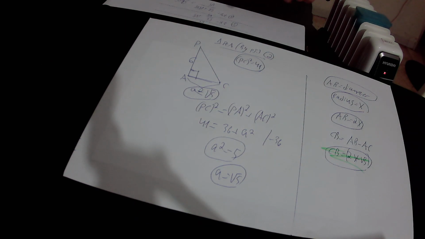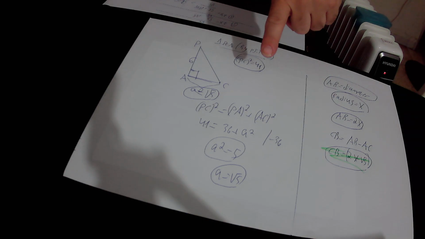According to the Pythagoras theorem, in this right triangle PAC, PC squared equals PA squared plus AC squared. PC squared is 41. PA is 6, therefore PA squared is 6 squared, that is 36, plus AC squared. AC is a, therefore AC squared is a squared. So in conclusion, 41 equals 36 plus a squared.